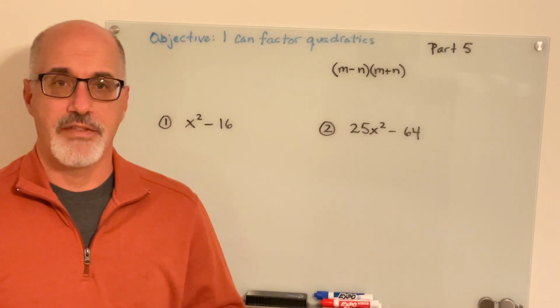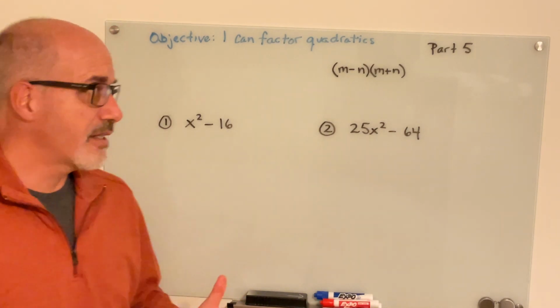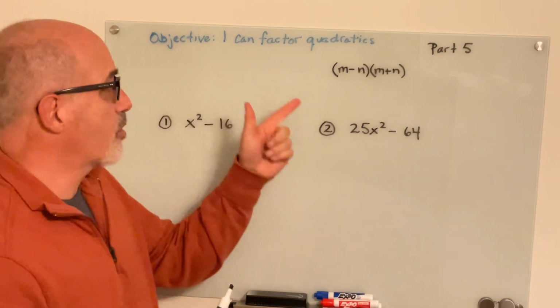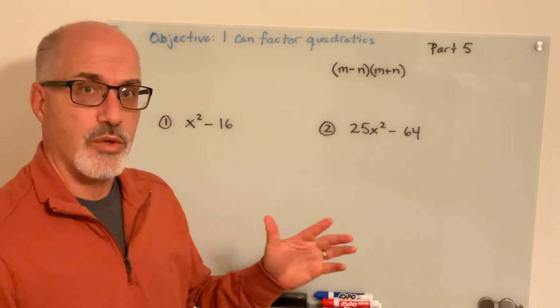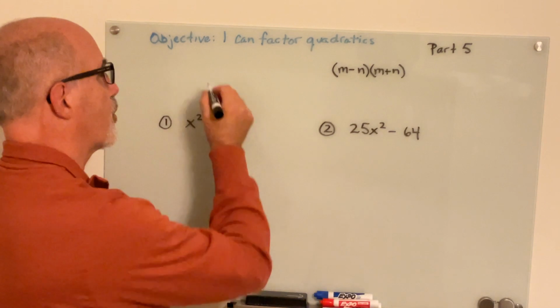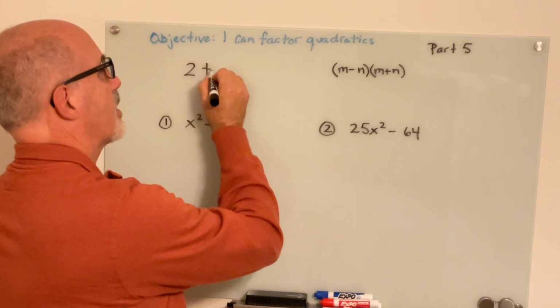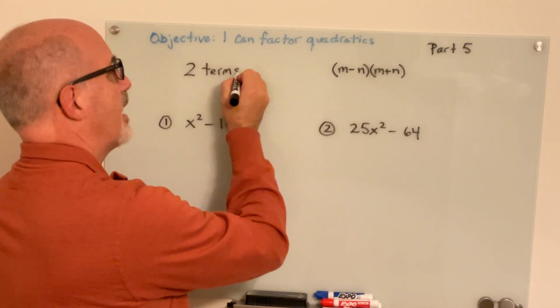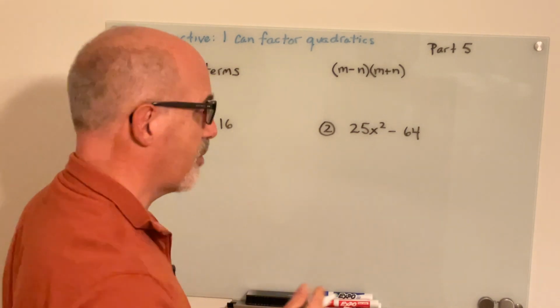This video is about factoring quadratics. In this case, with our objective, I can factor quadratics. We're looking at when you have only two terms and there's going to be a negative in the middle, subtraction in the middle. Let me show you what I mean.